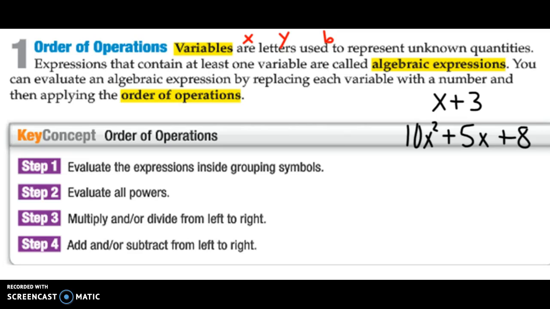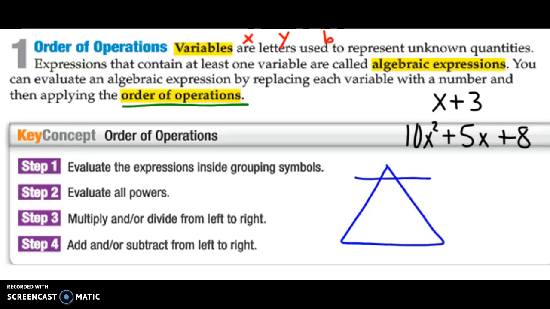Notice the second one has two different versions of x. As long as they have at least one variable, they're known as an algebraic expression. And we can evaluate those algebraic expressions with some amount, and we use the order of operations to do that. Now, the order of operations is 4 steps, but I like to think of it more or less as a pyramid.